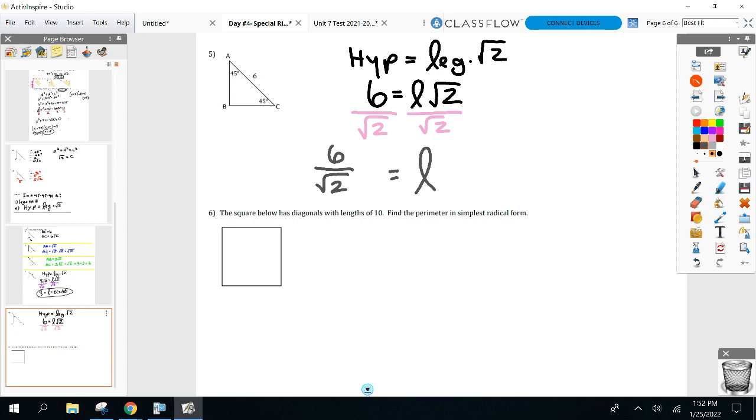Can it be simplified? Well, we are going to simplify it, but why do we need to simplify it is the question. What's wrong with that answer? What's wrong with that answer? 6 over radical 2. Serena? A radical can't be in a fraction. Oh, radical can never be on the bottom.